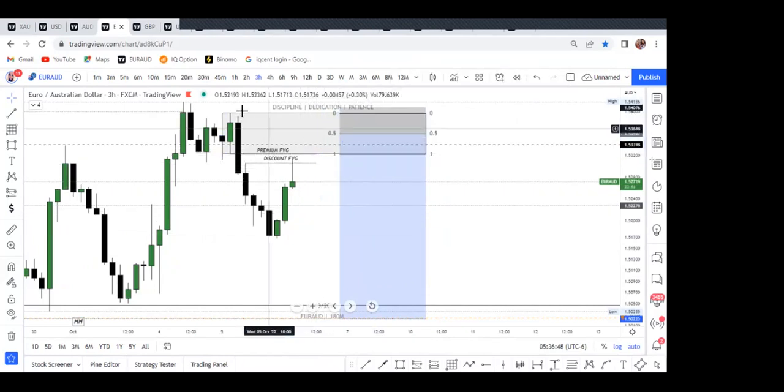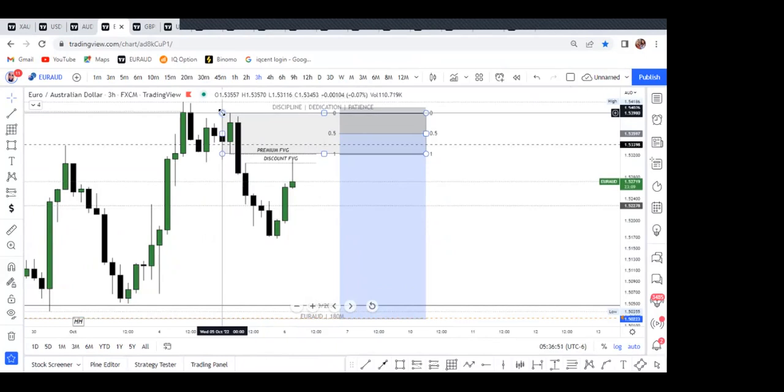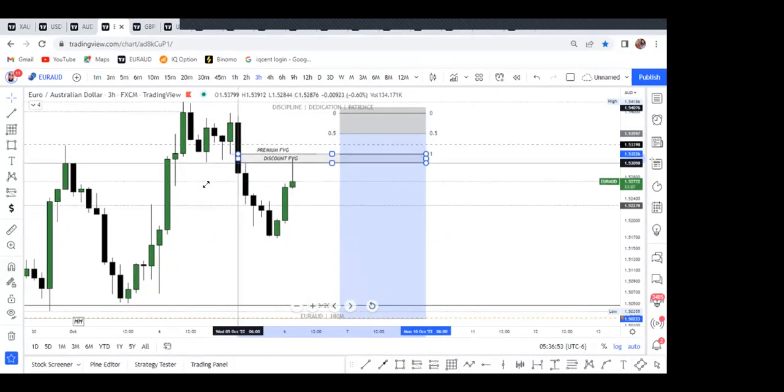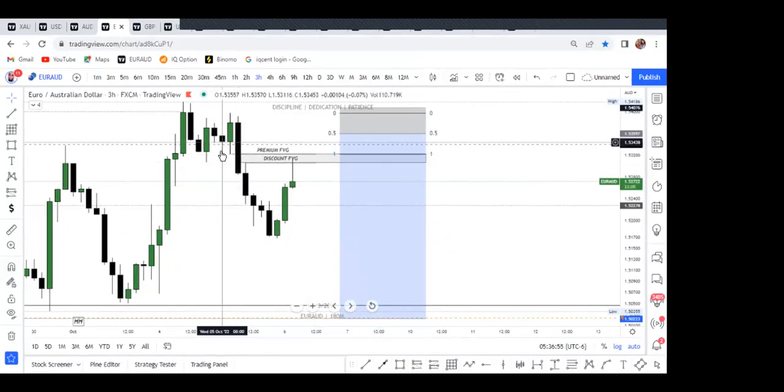You might just do a fill of half of the fair value gap like this. That's why some persons will take it, because remember we have a breaker right here. That's why some persons will take their entry like this.